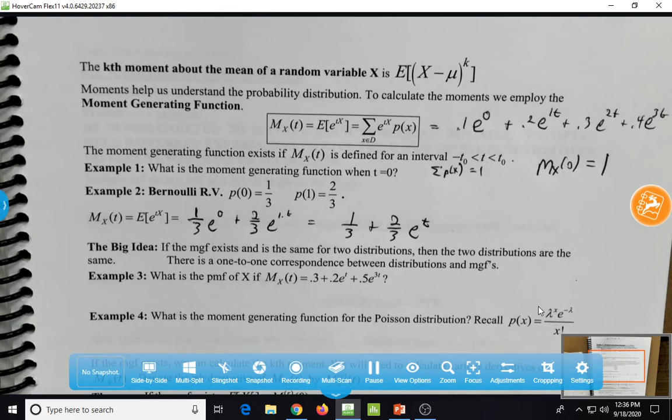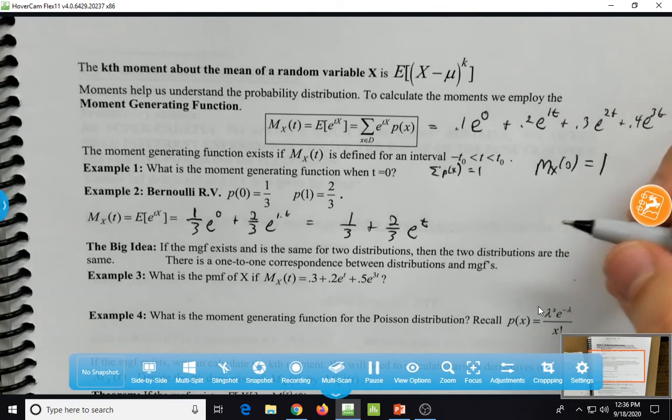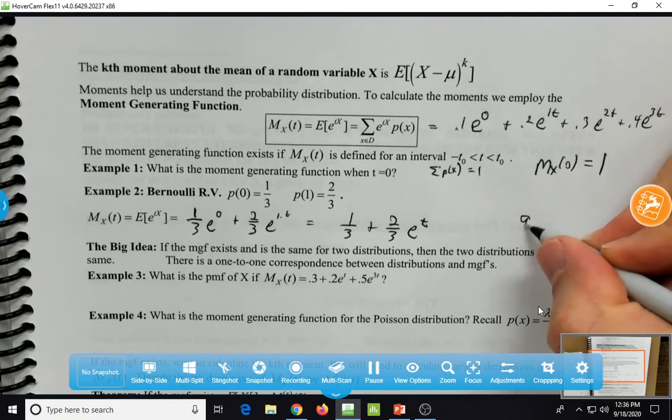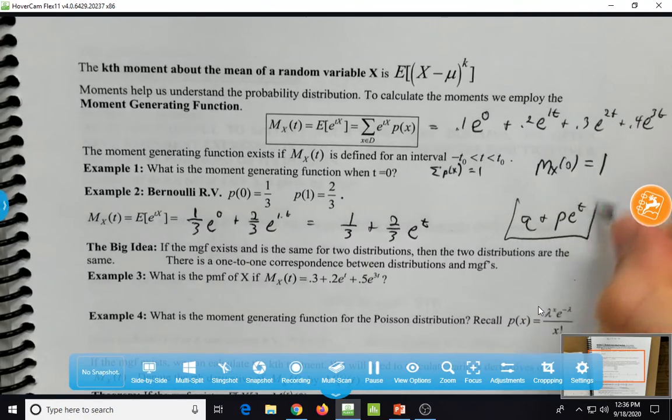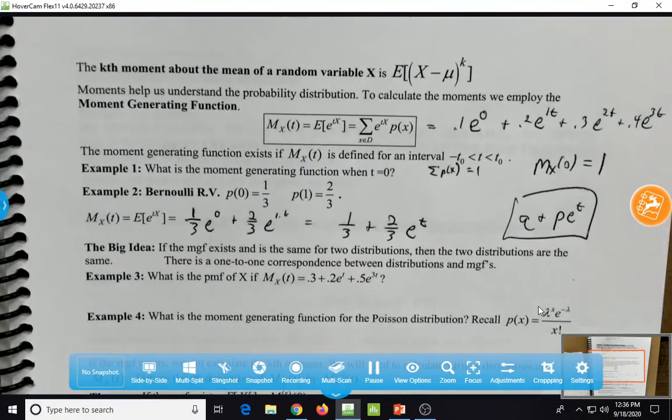So in general, the moment generating function of a Bernoulli random variable is q plus p e to the t, where q is equal to the failure probability, 1 minus p. I just think q is much nicer than 1 minus p, but that's okay.